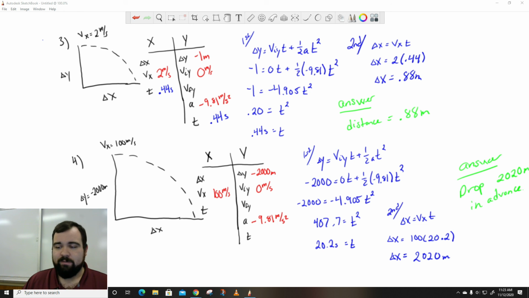Using our delta y equation, we get a total time of 20.2 seconds. Plug it into delta x, and then again you get a distance of 2,020 meters that you would have to drop it before the drop zone in order for it to land where you want it to.